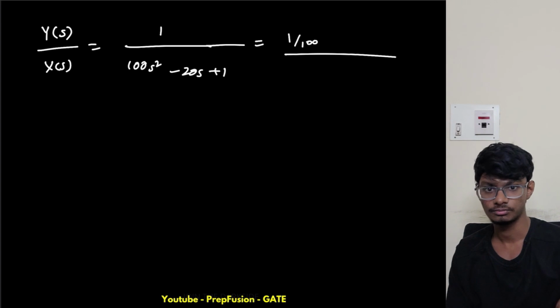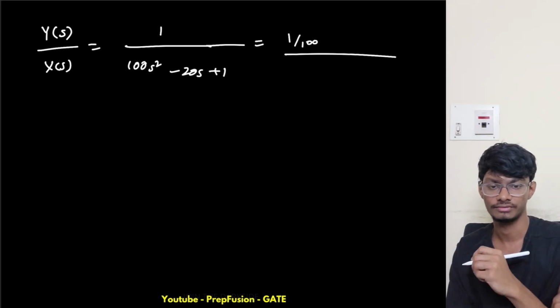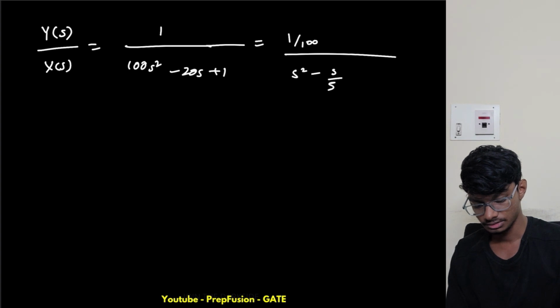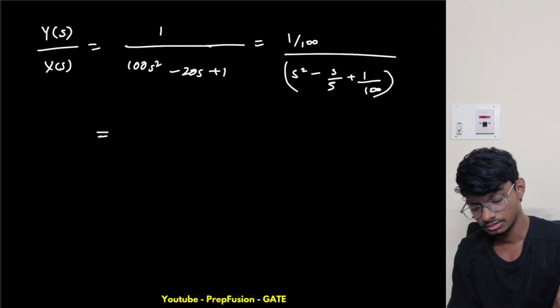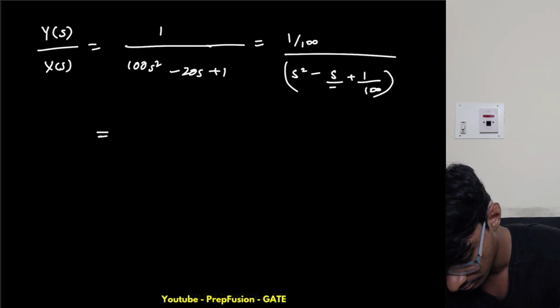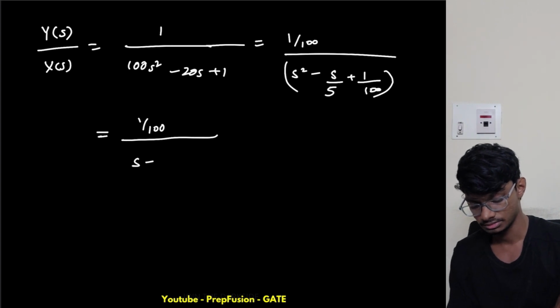Now I have to find the location of the poles. If they are on the right hand side, then it is unstable. If they are on the left hand side, then it is stable. If I take 100 common, this is s square minus s by 5 plus 1 by 100. This is like a perfect square example. This is 1 by 100, and this is (s minus 1 by 10) whole square.